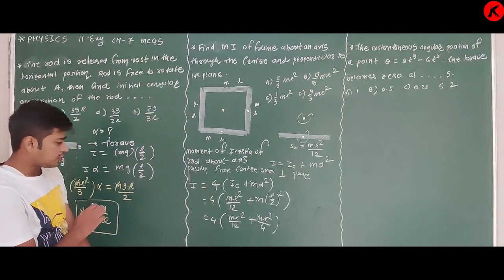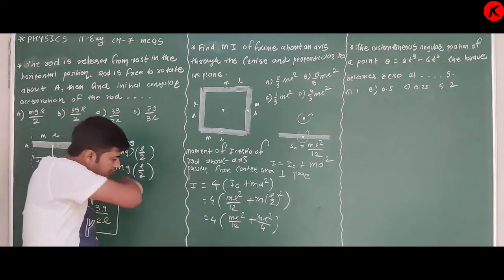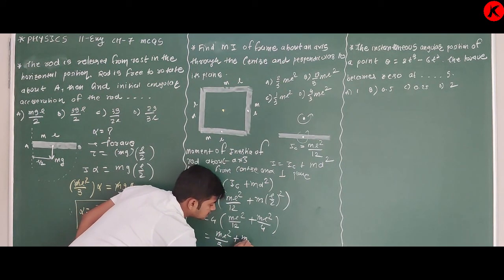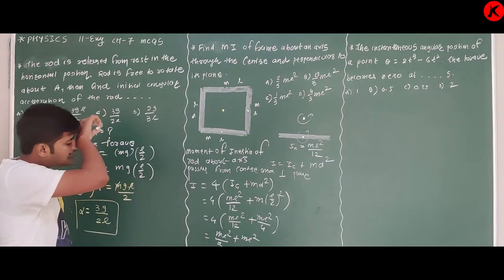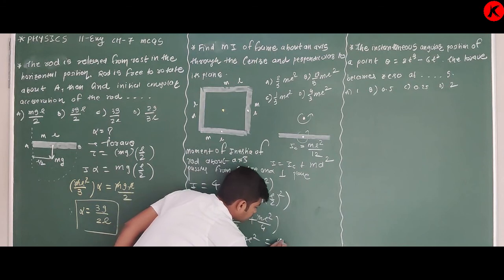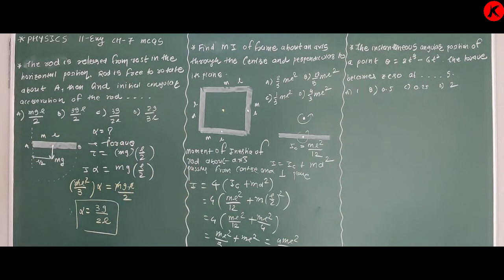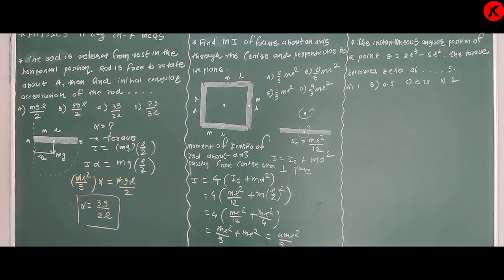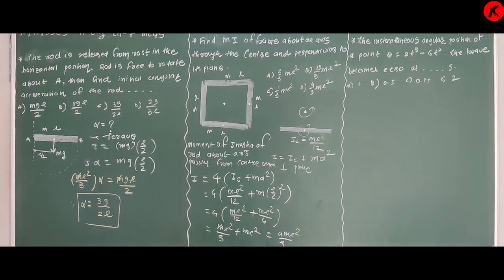Now how to simplify this? If you multiply 4 inside, it is ml square by 3 plus ml square. It is 1 by 3 plus 1, which is 4 by 3. So it is 4 ml square by 3, and that is your answer. Your answer is 4 ml square by 3. Clear?